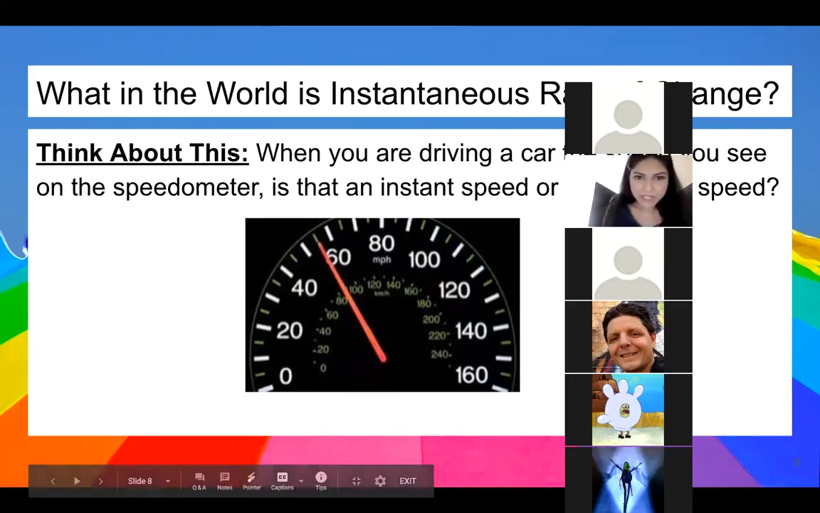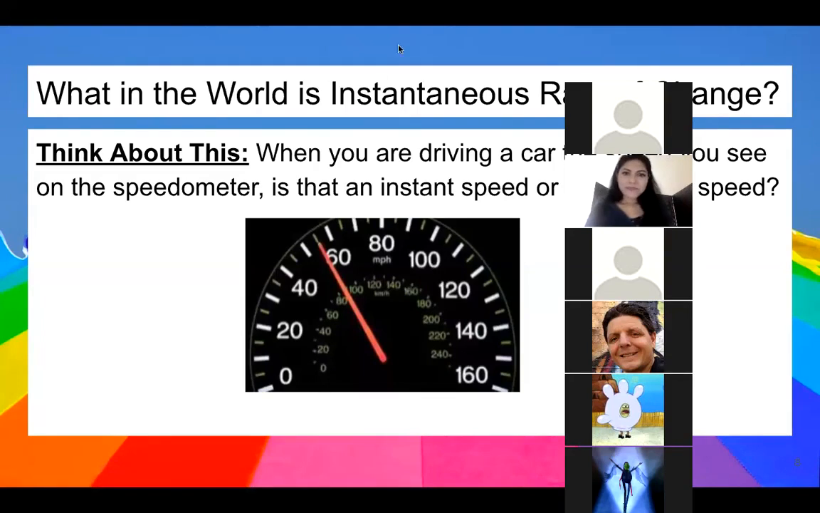All right, we have 2 that say average there. And then 3 who are saying they think it's an average. We have someone saying instant, question mark. And remember, average would mean that it's telling you after every so many minutes how fast you're going over a certain amount of minutes. So we have average and instant.